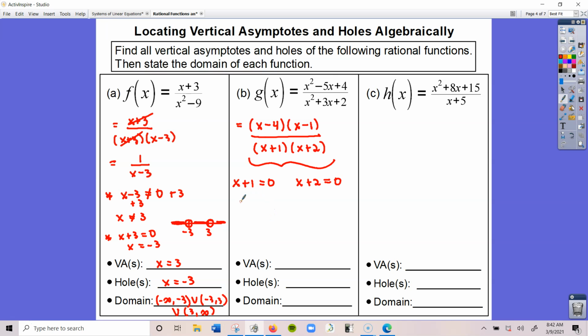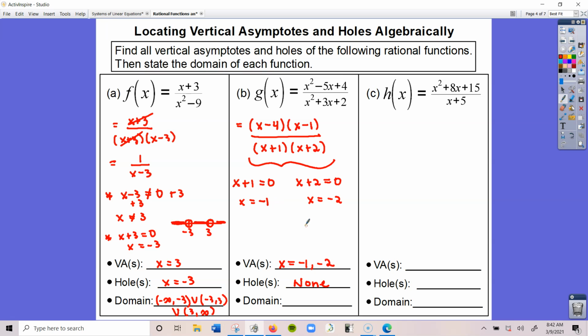And if I solve for each one, I get that x is equal to negative 1 and x is equal to negative 2. So those are the equations of my vertical asymptotes: x equals negative 1 and negative 2. Since nothing canceled, that means that there are no holes. And that's okay. You don't have to have everything on your graph.